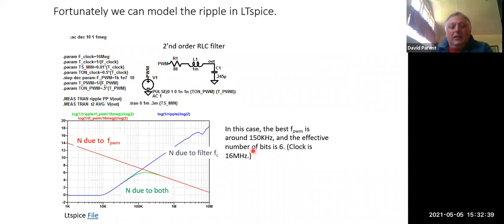But on the other hand, you're having to filter that out. And so this is the upper limit for the clock. This one's the upper limit for the filter. And notice they're going in opposite directions. So you kind of sum them in parallel. And right in the middle is the maximum number of bits you're going to get and the frequency that you'll get it at.